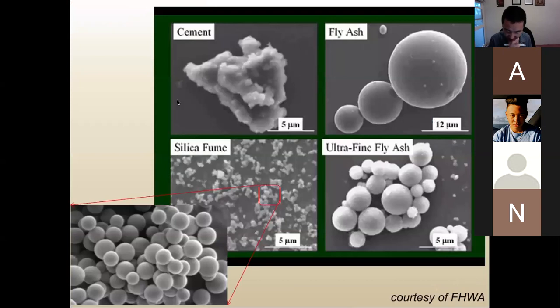And here is an SEM picture of normal Portland cement. The size is around 10 to 15 micrometers. Normal fly ash is similar to the size of cement, also spherical in shape. For silica fume, the shape is also spherical, but the size is much, much smaller. If we zoom in, we see it's spherical, but the size is much smaller. For ultrafine fly ash, we have a smaller size, but it is still much larger compared with silica fume.